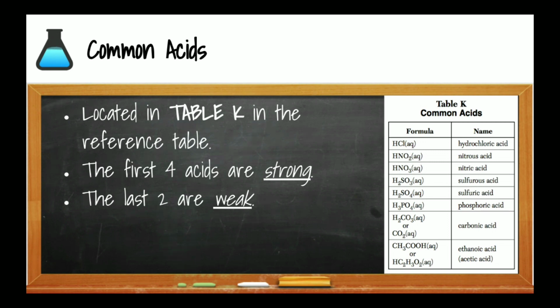The common acids are listed on reference table K, so their formulas and their names can be found here. The first 4 acids are strong acids, meaning they are strong electrolytes, and the last 2 acids are weak acids or weak electrolytes. It's just important to remember that all acids are covalent, yet they are electrolytes. They are the exception to the rule.